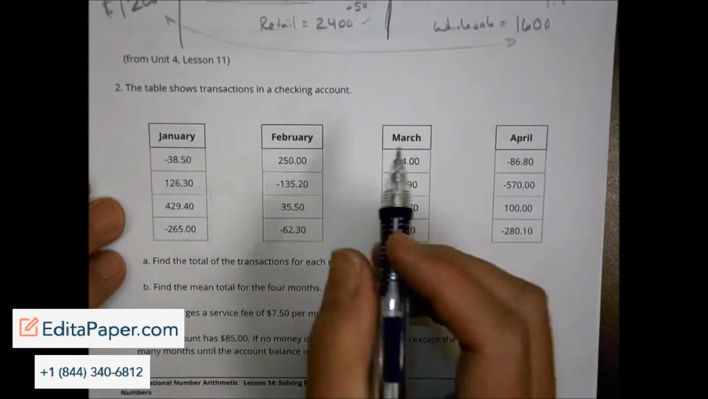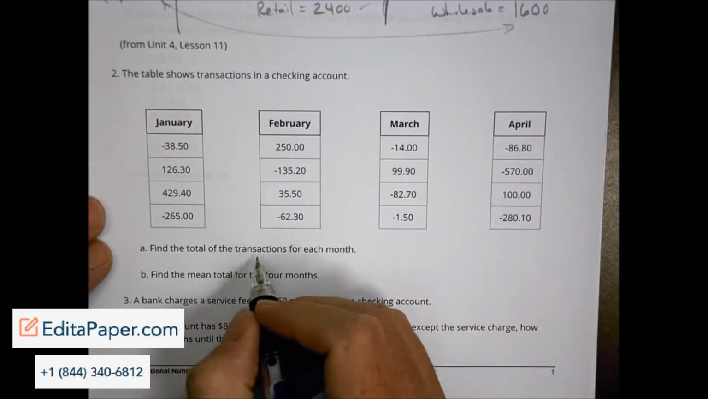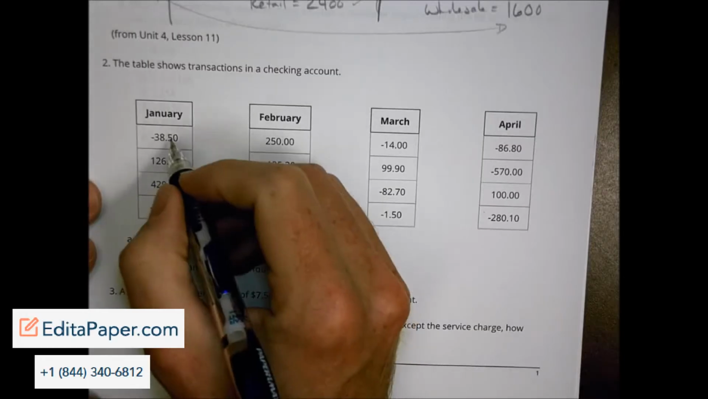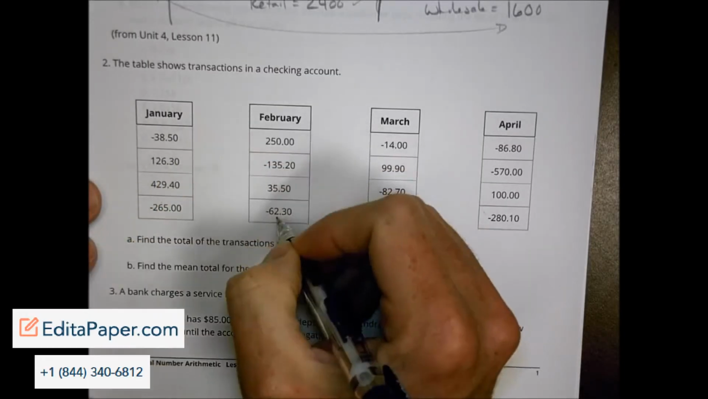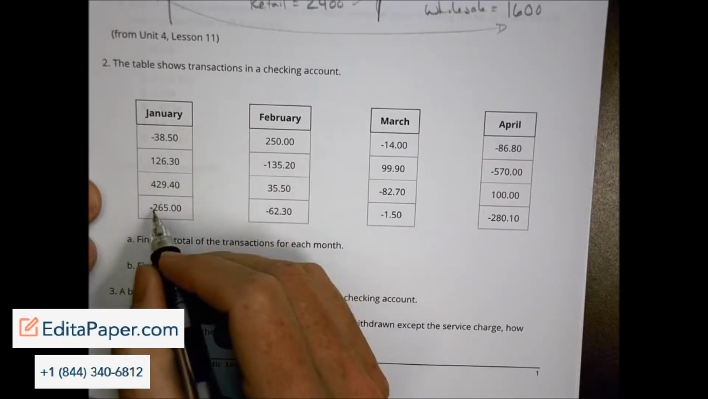A table shows transactions in a checking account in January, February, March, and April. Find the total of transactions for each month. So what you want to do to find the total is find the sum for each month. You're going to add together the -38, 126, 429, -265.